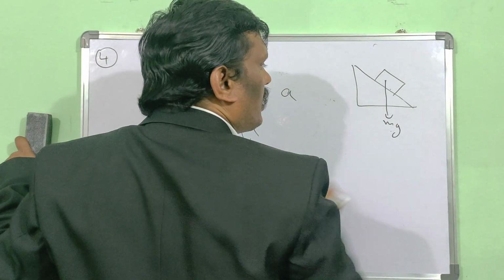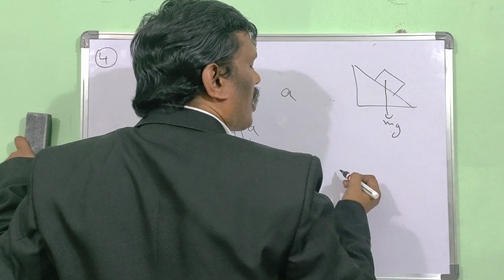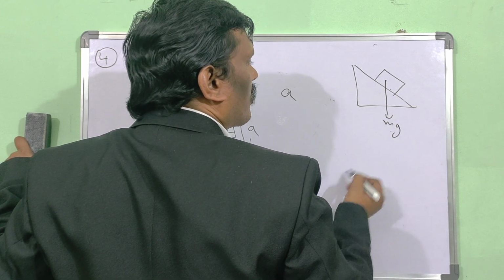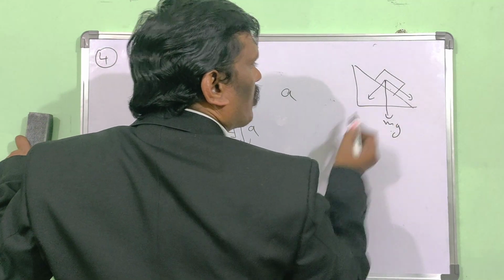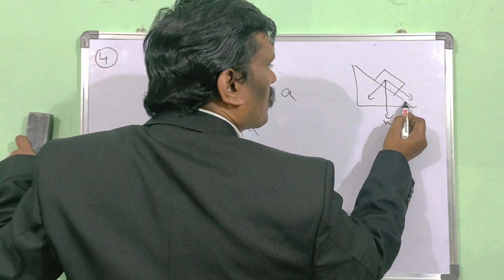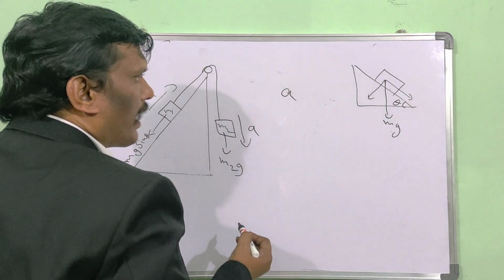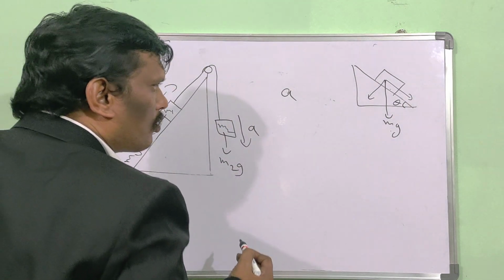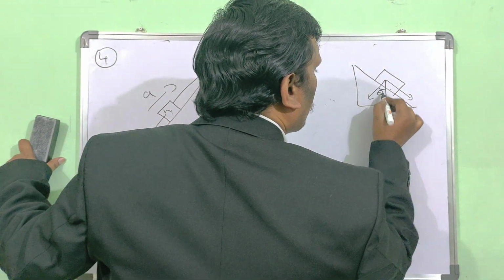Suppose this is vertically downwards. So this weight vector, I am going to resolve it into two components. One is parallel to the plane, another one is perpendicular to the plane. Suppose the inclined plane angle is theta. Then this angle is theta.